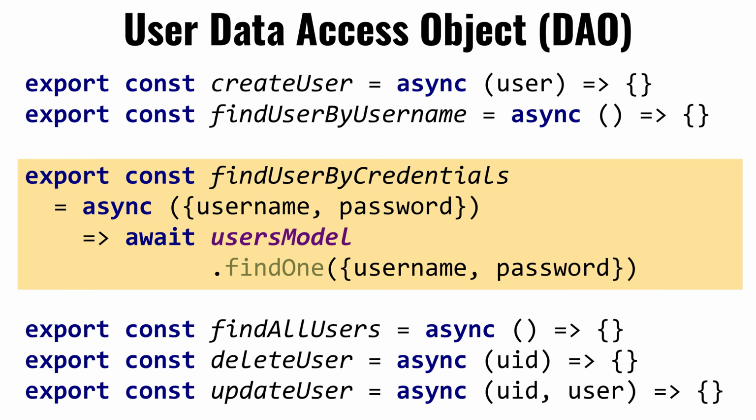The DAO is responsible for interacting with the database. The find user by credentials function tries to find a record in the database that matches the username and password posted by the user interface.